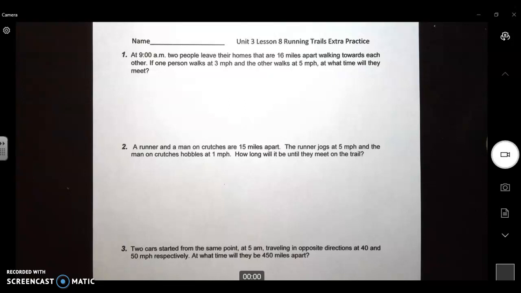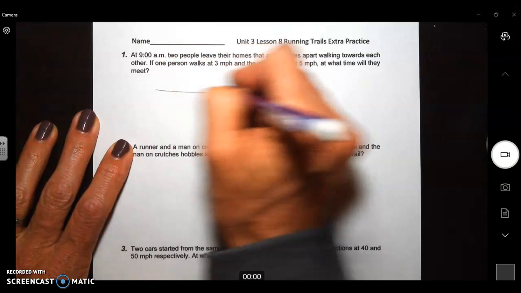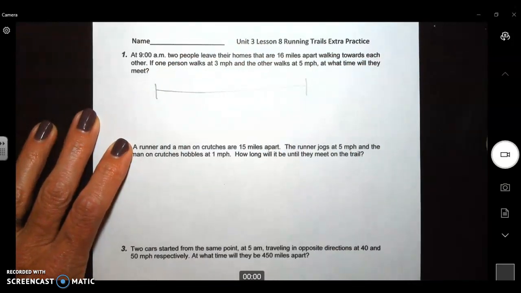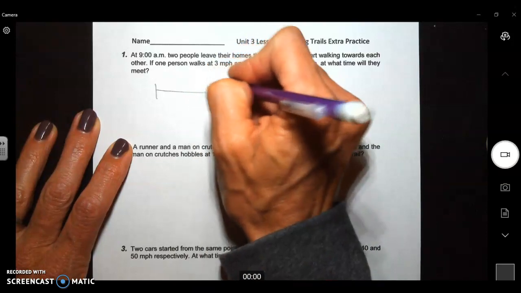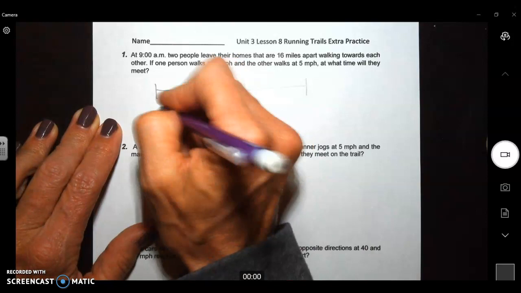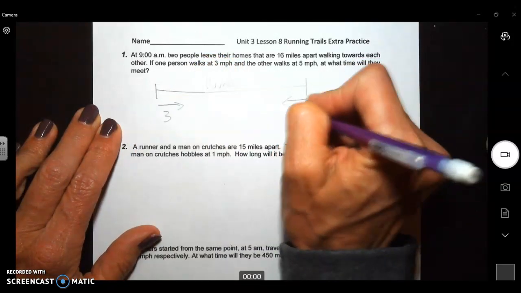Number one, this is at 9 a.m. Two people leave their homes that are 16 miles apart, walking towards each other. If one person walks at 3 miles per hour and the other one walks at 5 miles per hour, at what time will they meet? So let's first draw a picture. Here they are on the trail. They're 16 miles apart. One person walks at 3 miles per hour, and the other person walks at 5 miles an hour.